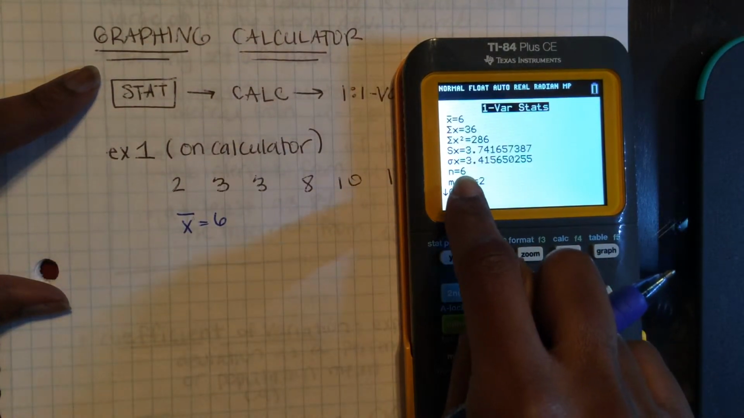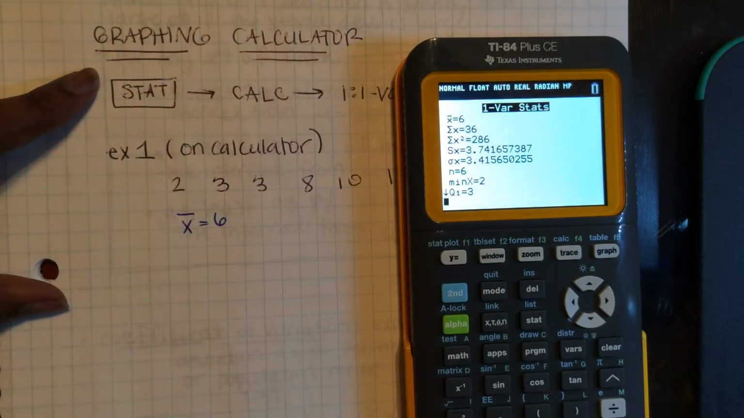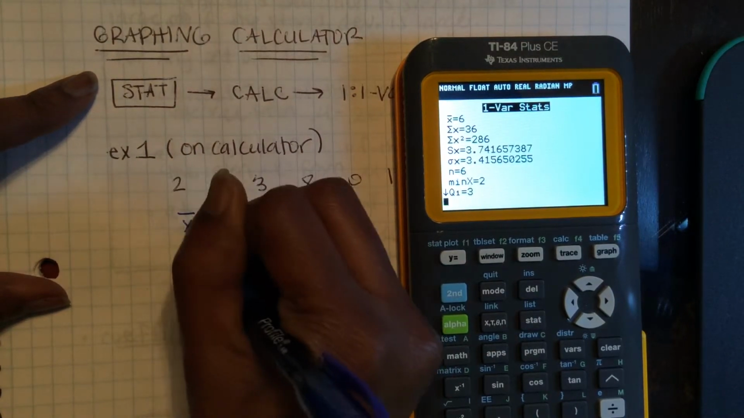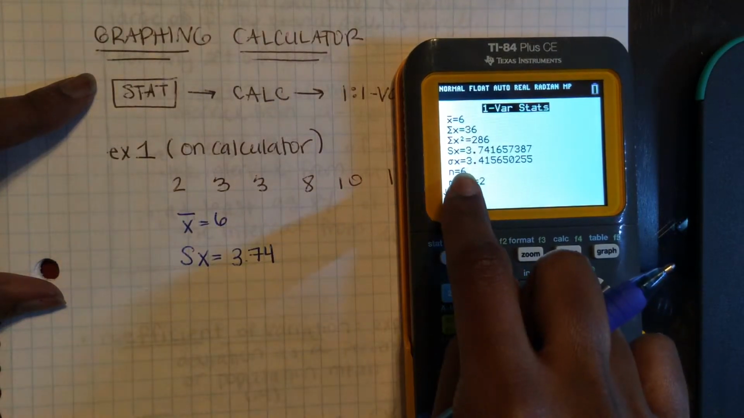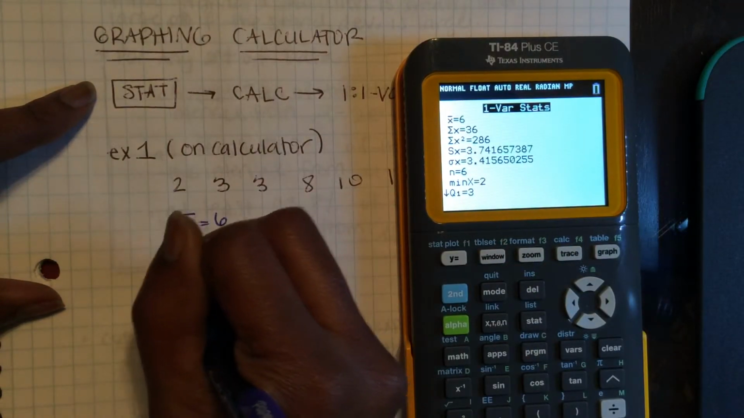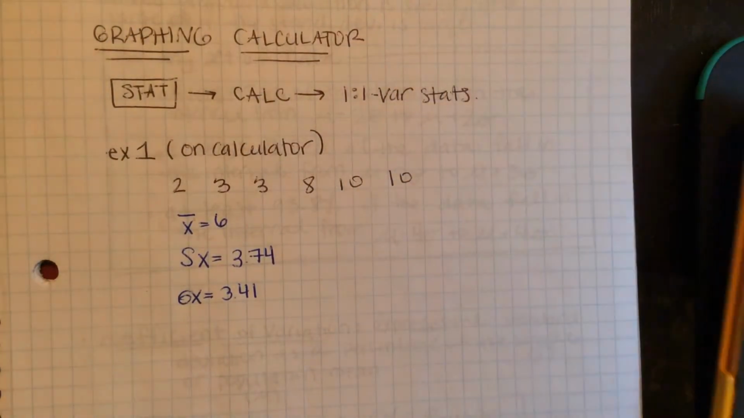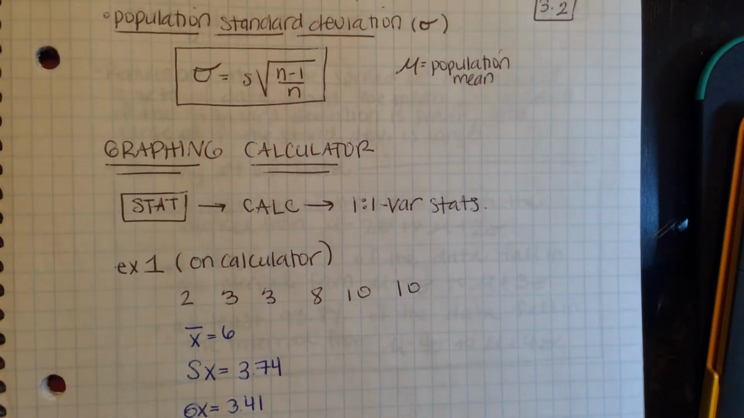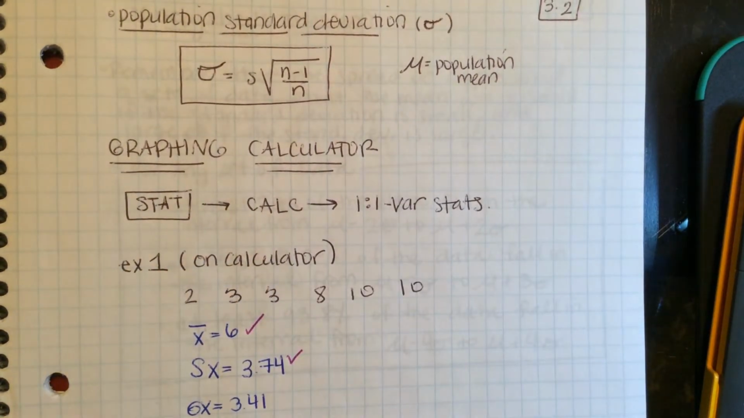And then they also give us our sample standard deviation, which was 3.74. And then let's check and make sure that our population standard deviation is supposed to be 3.41. So let's check. I know from our previous problem that these two are correct. We calculated those by hand.